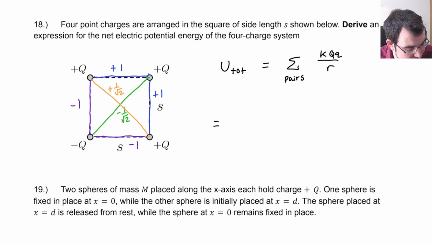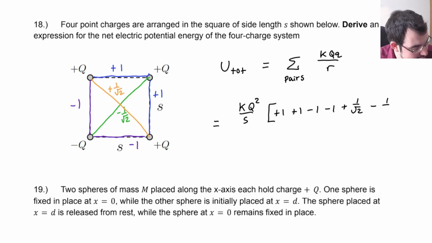So if we work this out, we know the units are going to be kq squared over s. And then we had a +1, a +1, a -1, a -1, a +1 over √2, and a -1 over √2. I did intentionally make this 0, by the way.